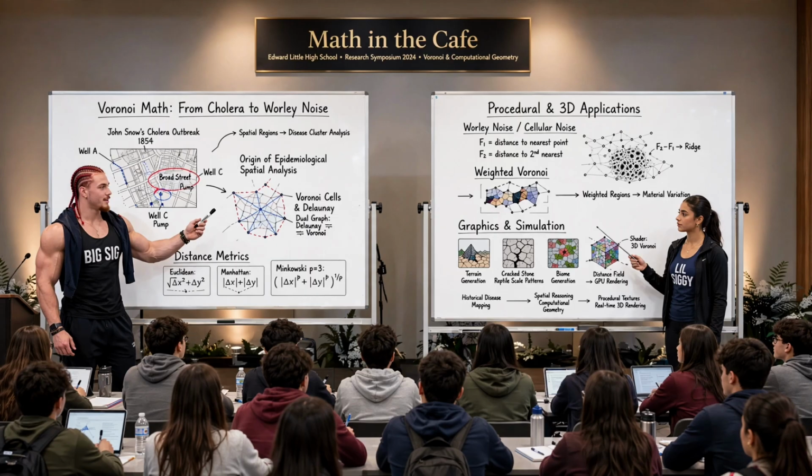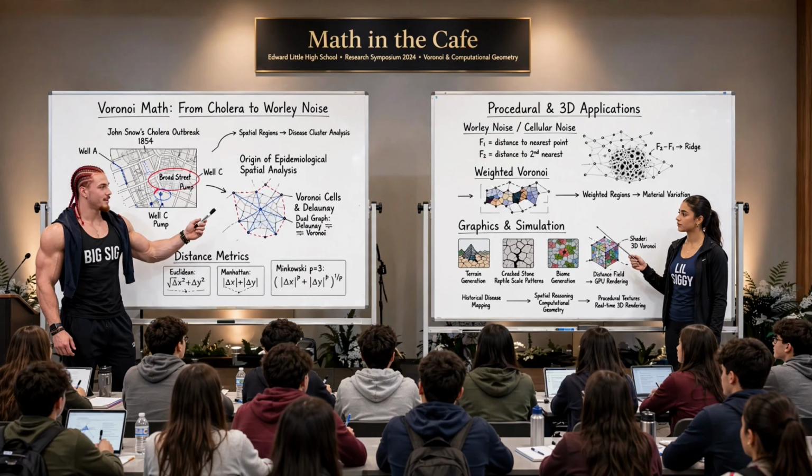First, in 1850, a German mathematician named Peter Gustav Lejeune Dirichlet systematically defined these regions in 2 and 3 dimensions. You might hear them called Dirichlet tessellations sometimes. You will occasionally hear that, yes, especially in older texts. He was studying quadratic forms at the time. But Voronoi is the name that stuck.